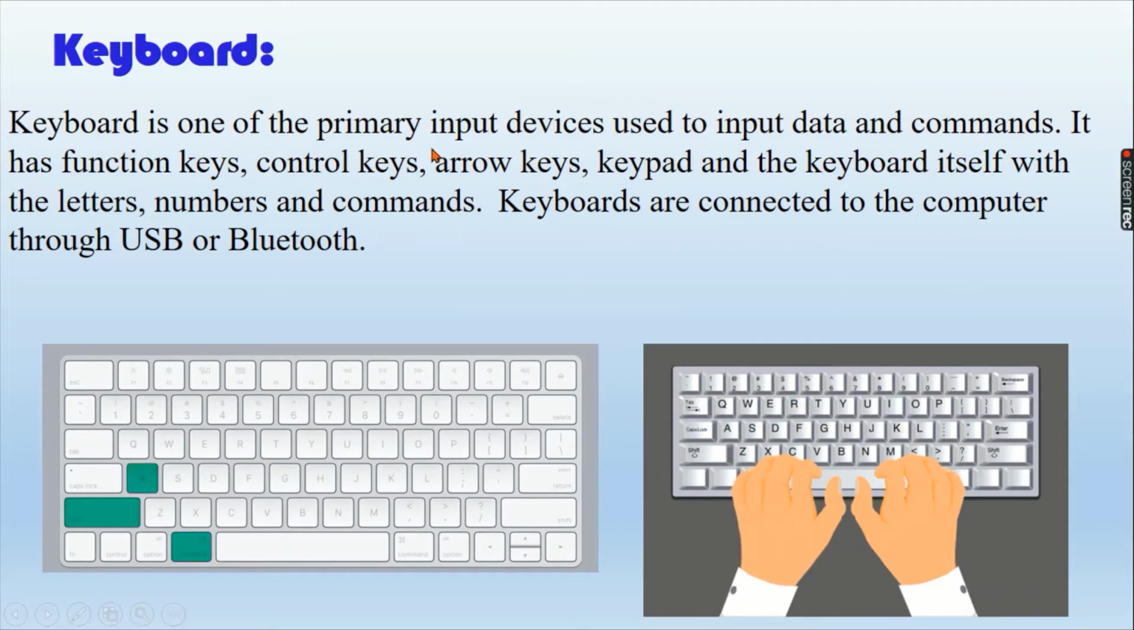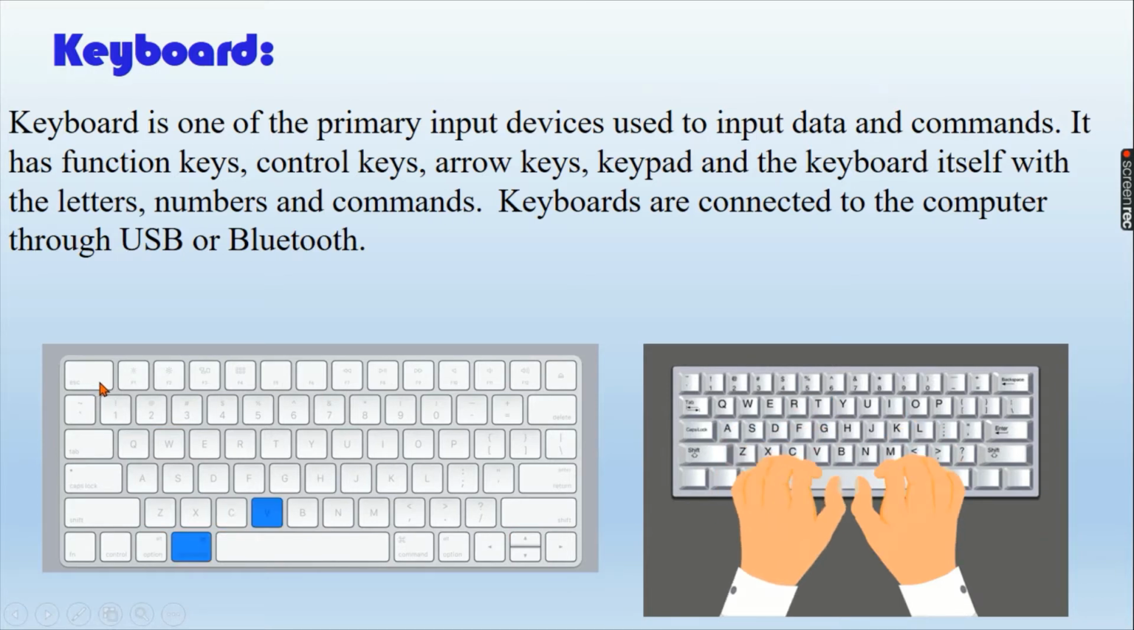The keyboard is one of the primary input devices used to input data and commands. It has function keys, control keys, arrow keys, a keypad, and the keyboard itself with the letters, numbers, and commands. Keyboards are connected to the computer through USB or Bluetooth. We have two different types of keyboards. One connects through USB or a wire, and the other one is Bluetooth.